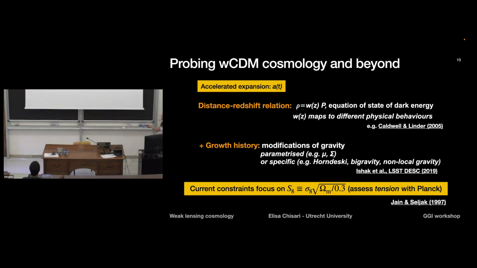Okay, but all the current constraints are mostly focused on growth. So on this combination of sigma 8 and omega matter. So this is what we currently best constrain from the lensing data. And this is the combination of parameters that we use to assess whether there's any tension with the CMB, because the CMB is telling us what this should be from the high redshift constraints, and then we are getting a value from the low redshift, and then if there's a tension, then something happened in between.